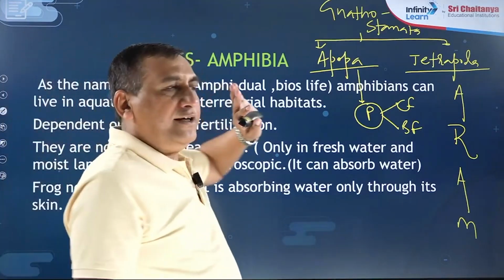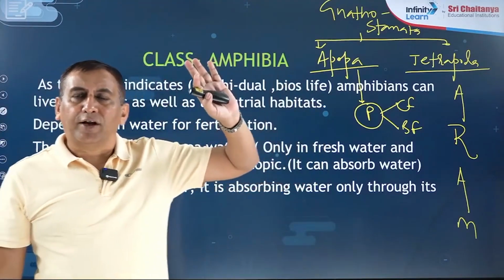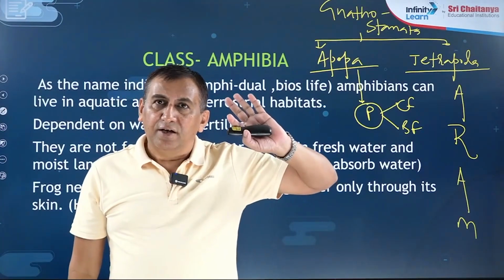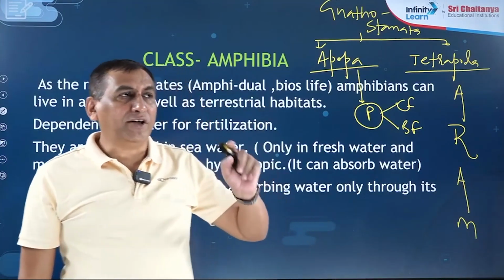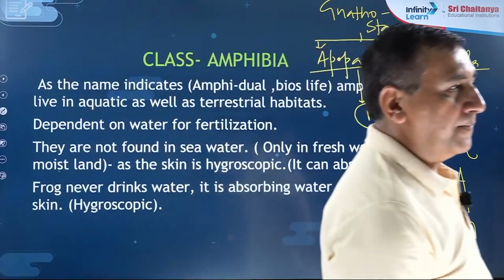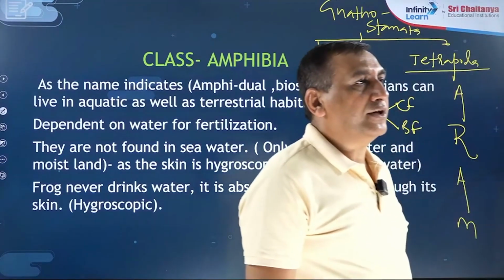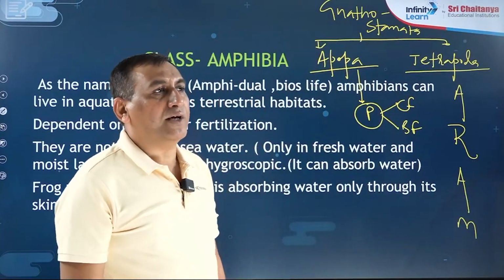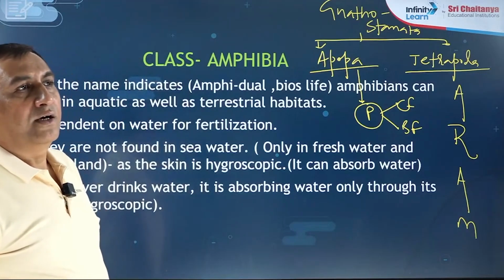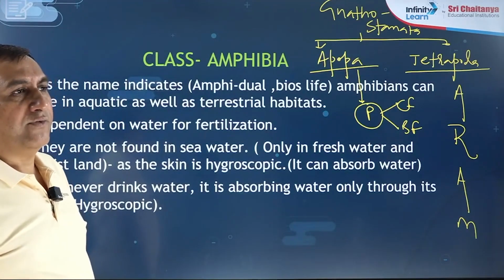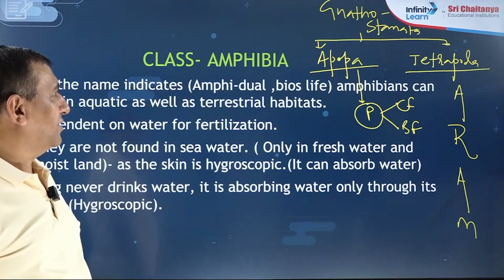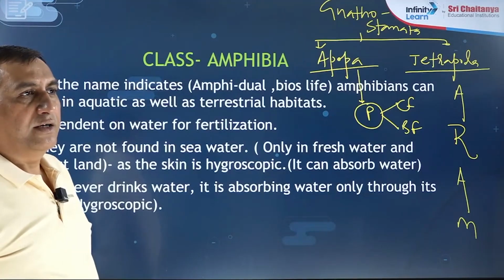Pisces are totally marine or freshwater. It means they are aquatic. Amphibia, what is the meaning of amphibia? Anyone will say, what is the meaning of amphibia? Anyone will write, what is the meaning of amphibia?